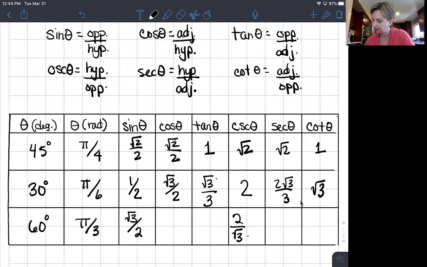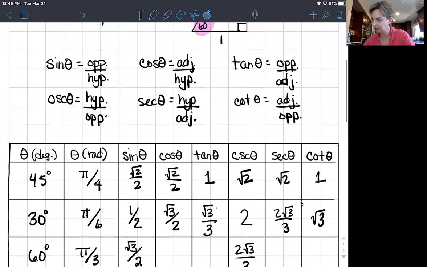Okay. Got to fix that square root of 3, right? By multiplying top and bottom by square root of 3. And that would leave me with 2 square root of 3 over 3. Okay. All right, now let's move on to cosine.